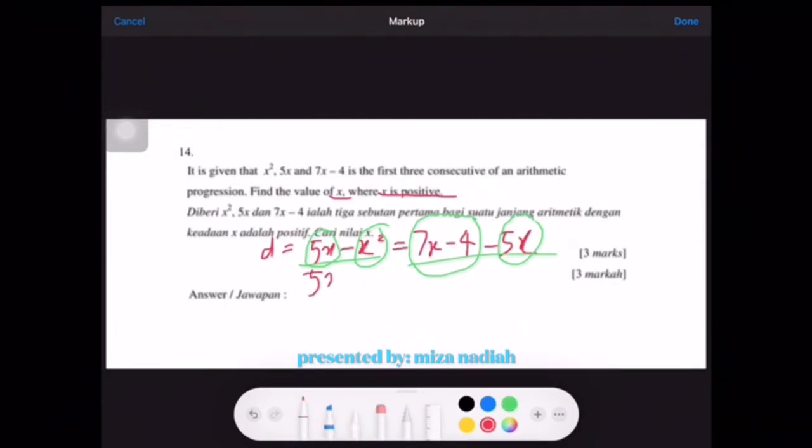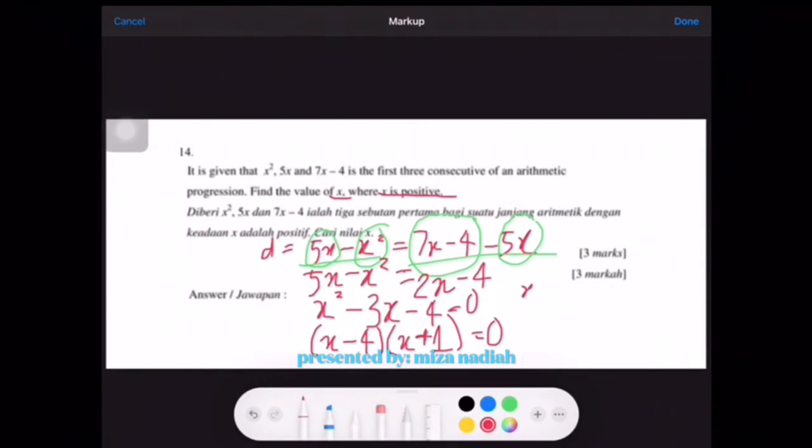So 5x minus x square sama dengan 2x minus 4. So kita akan form a quadratic equation, dan dia akan jadi x square minus 3x minus 4 equals to 0. So kita boleh tekan calculator, tapi kita kena tunjuk steps factorization tu dulu. So bila tekan calculator, value of x dapat 4 and negative 1. So dia akan jadi x minus 4 darab x plus 1 sama dengan 0. So x sama dengan 4 or negative 1. Tapi dekat soalan dah cakap yang x ni positif. So jawapan akhir dia ialah x sama dengan 4.